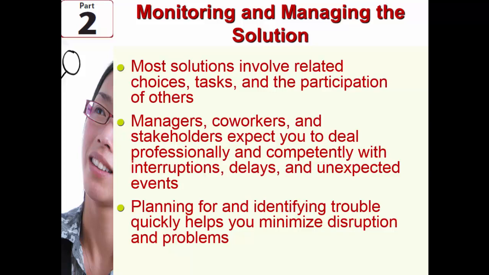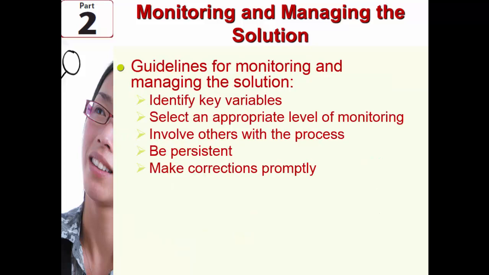When we are talking about solving a problem, we're looking at some related choices. We need others to help. We need the managers and coworkers and stakeholders to understand what's happening. They're going to expect us to deal professionally and completely with interruptions and delays and things that pop up. And we need to be planning for that. We need to identify trouble as quickly as we can so we can minimize disruptions and problems.